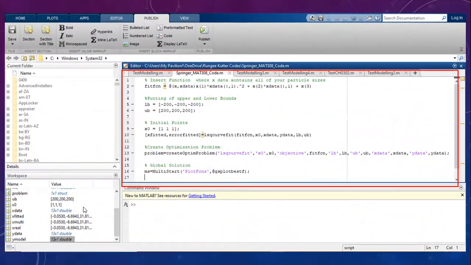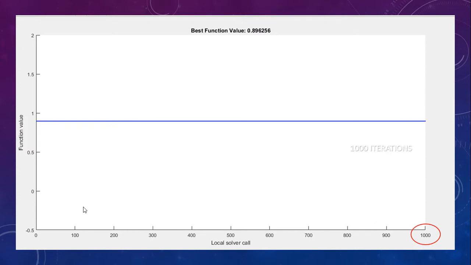So this is the command window, and we iterated our solution 1000 times. As you can see, we iterated it 1000 times.